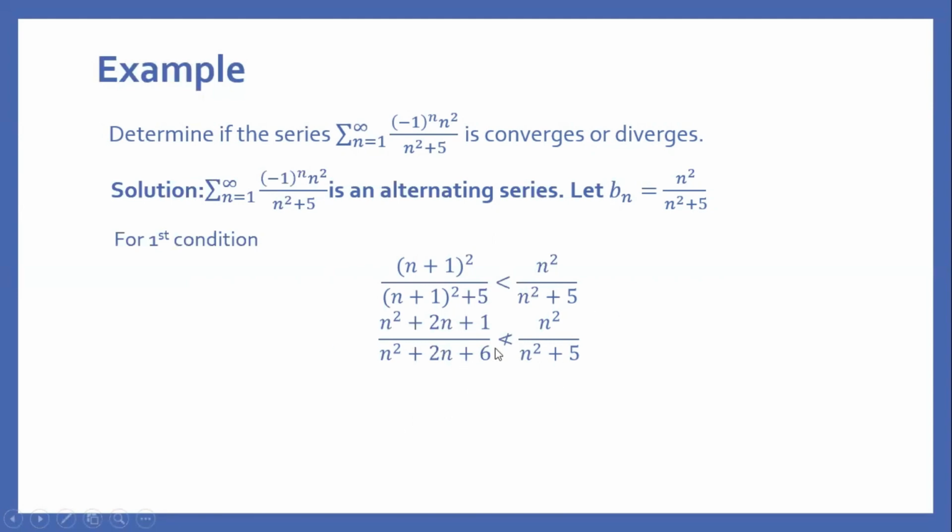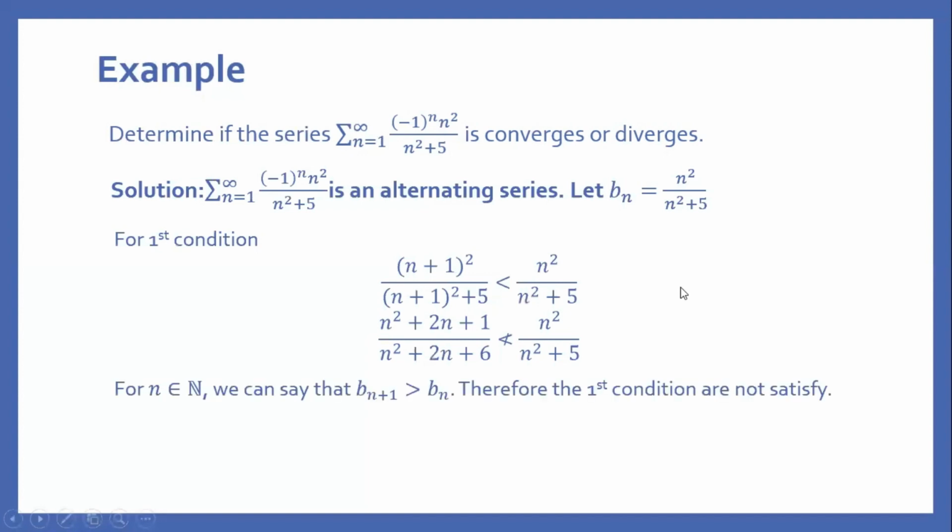So pag sinubstitute lang natin, mas mataas ito kumpara dito. So we can say for n is a natural number, we can say that b sub n plus 1 is greater than b sub n. Therefore, the first condition is not satisfied. So hindi siya satisfy. Makukonsider natin na the summation of negative 1 raised to n plus 1 times n over n plus 1 from n equals 1 up to infinity diverges.